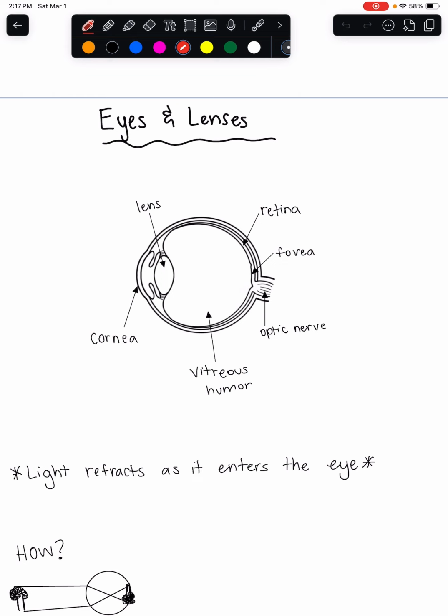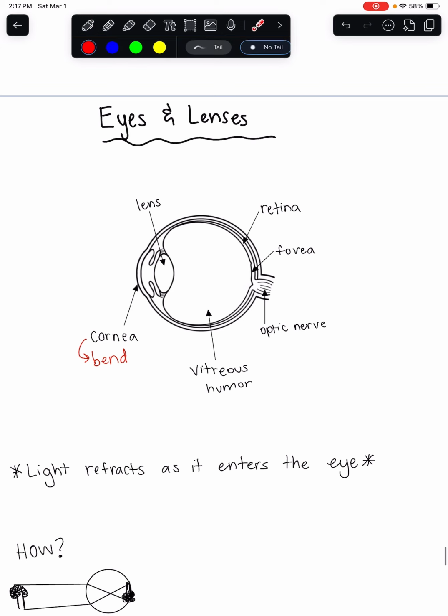You notice the very front here, we have what's called our cornea. Our cornea is what's going to bend light as it enters our eyes. Our lens is the next thing that it's going to hit. So back here, that's our lens in our eyes, and this is going to focus the light.